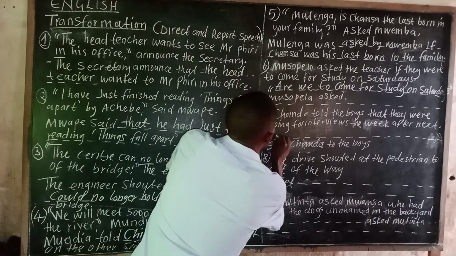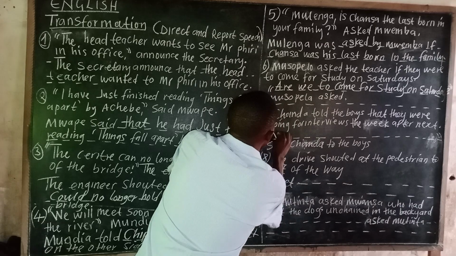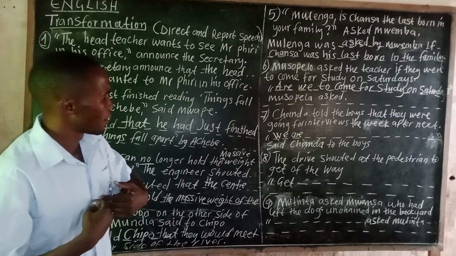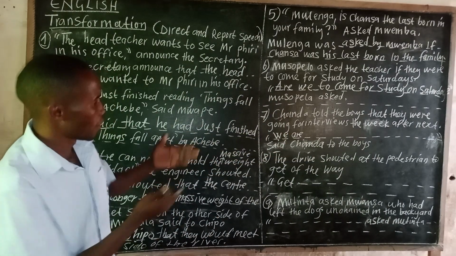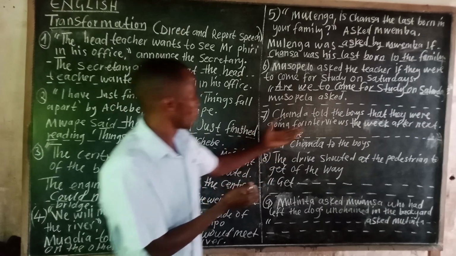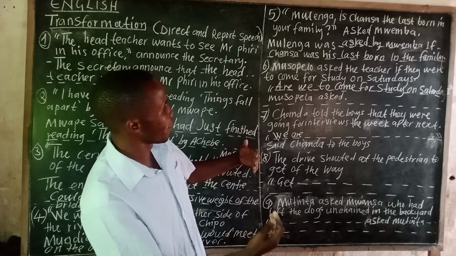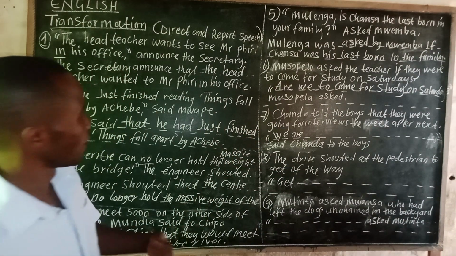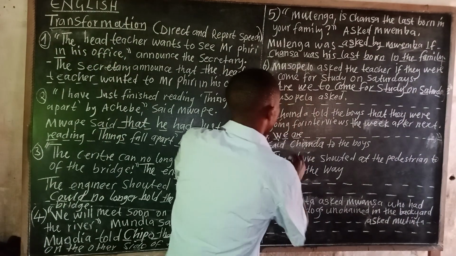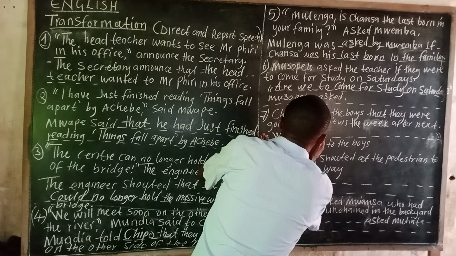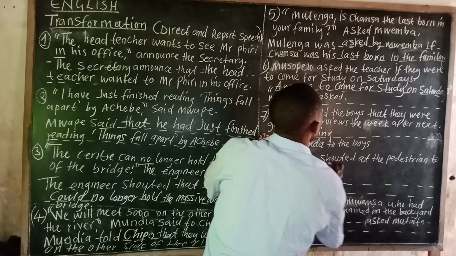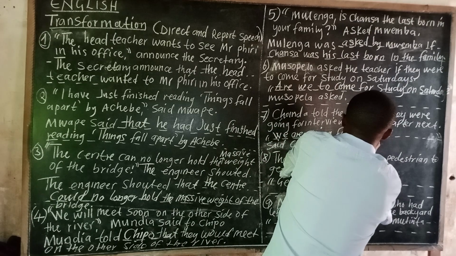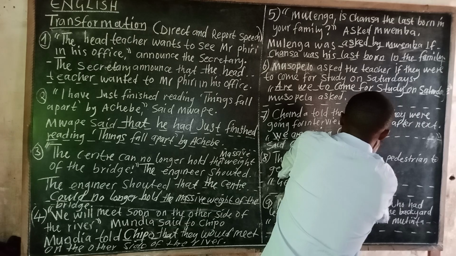So we are using the word we because Chanda was part of the journey. Okay, Chanda was there. So Chanda told the boys that they were going for interviews the week after next. So we are going for interviews. We are going for interviews.